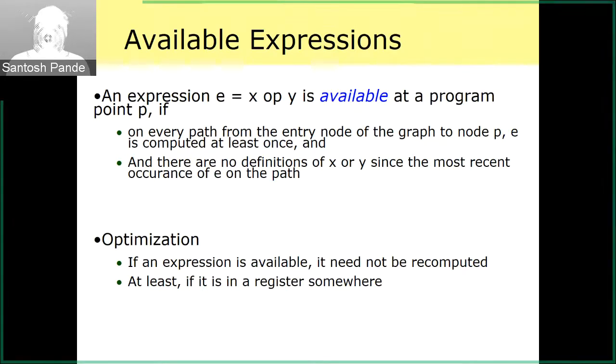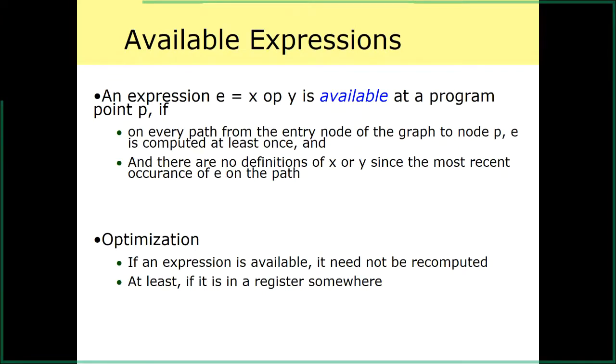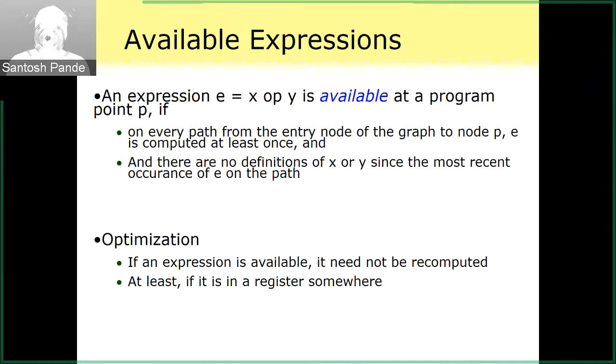We were looking at available expressions, and I'm going to continue that discussion. So the whole idea here is, of course, some expression is available at a given program point P if from entry node to that particular program point it is computed, and there are no redefinitions of X and Y since the most recent occurrence of that expression on that particular path. So as you can see, this was also similar to the copy propagation, because copy is a particular type of expression, X is equal to Y, and the operator there being equality. Here it is just plus, minus, star, or whatever.